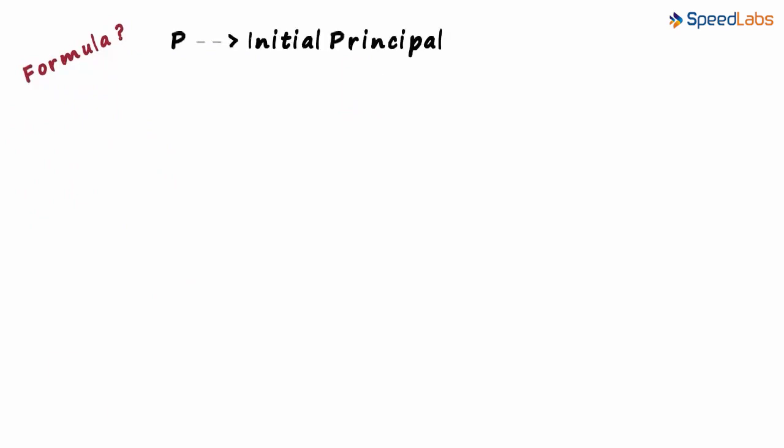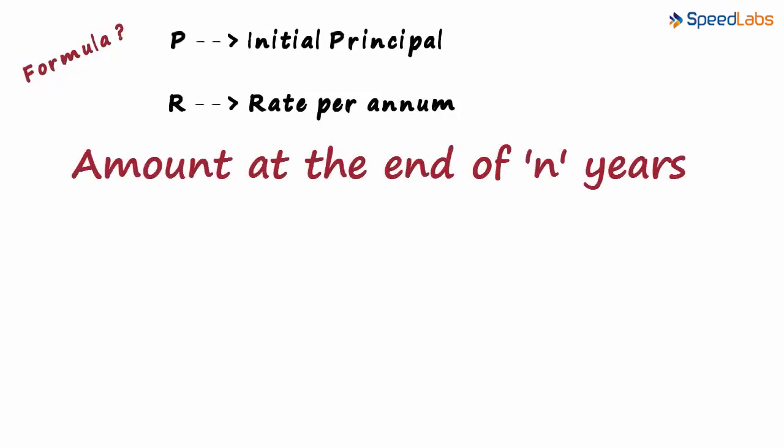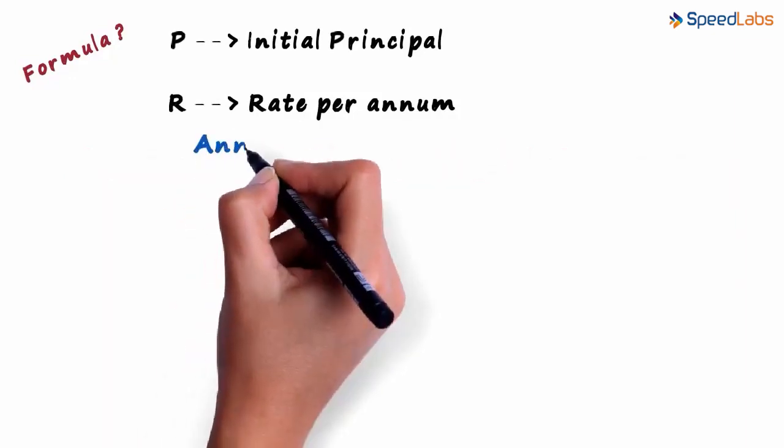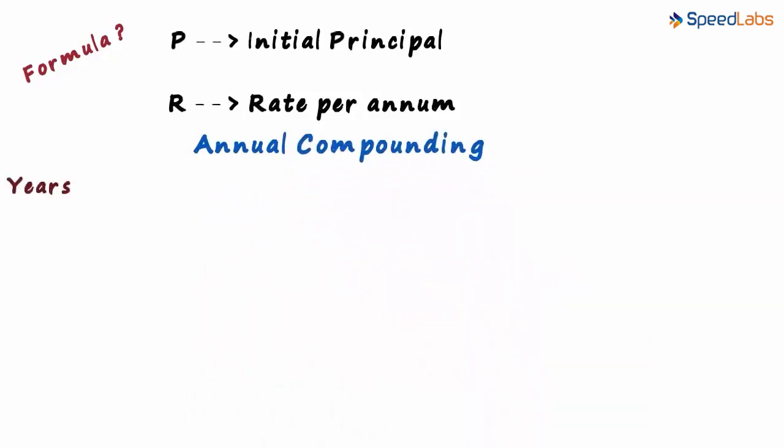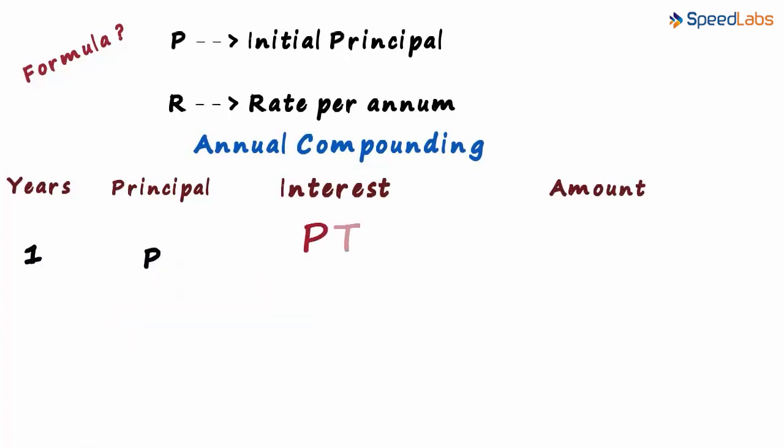Let P be the initial principal and let R be the rate of interest per annum. We will derive a formula for the amount at the end of n years. First, let's just look at annual compounding. We make columns of years, principal, interest, and amount. For the first year, the principal will be P. So the interest will be PTR divided by 100.